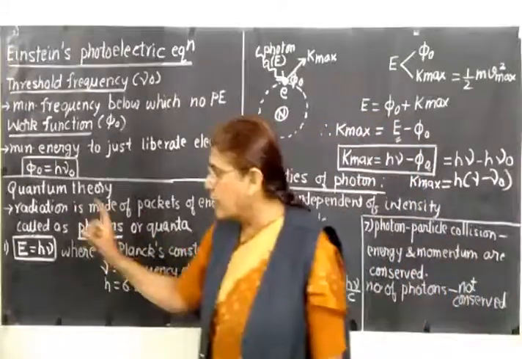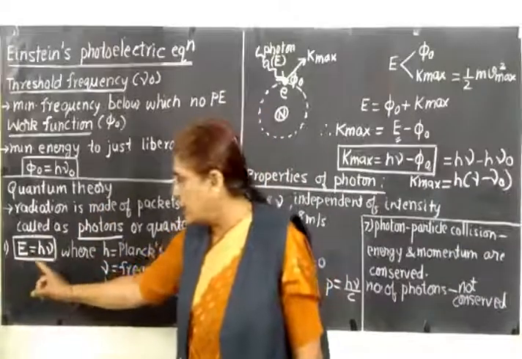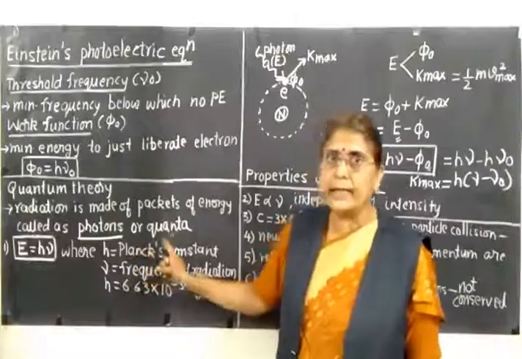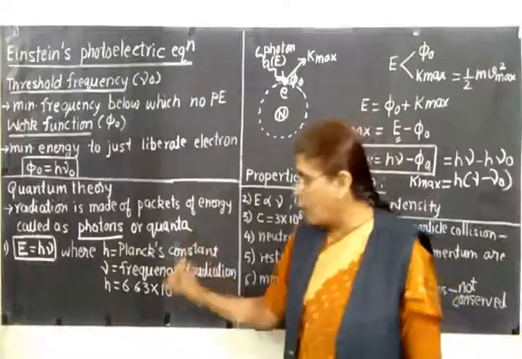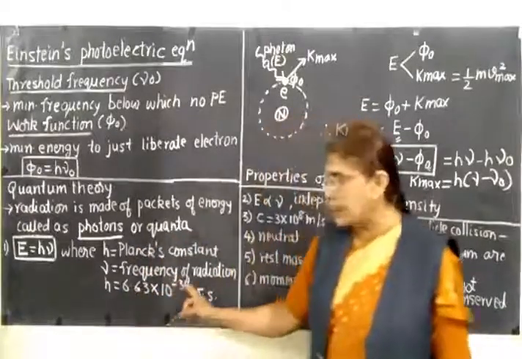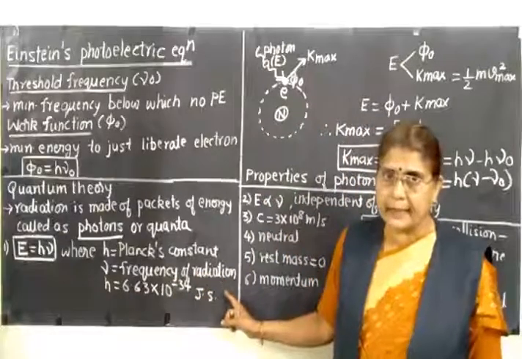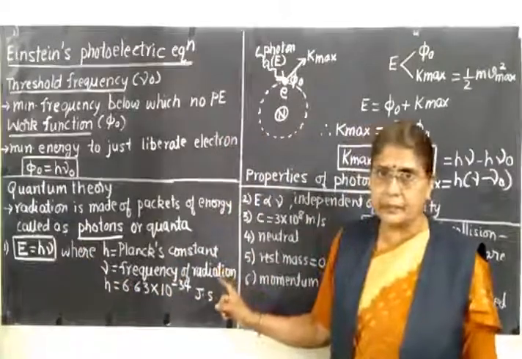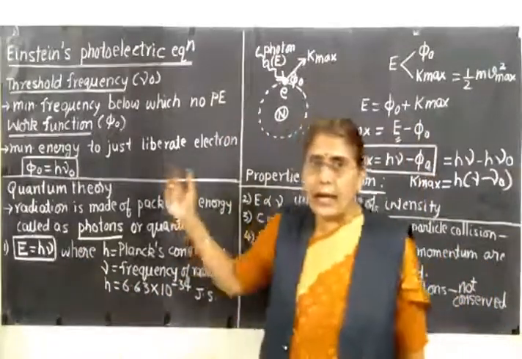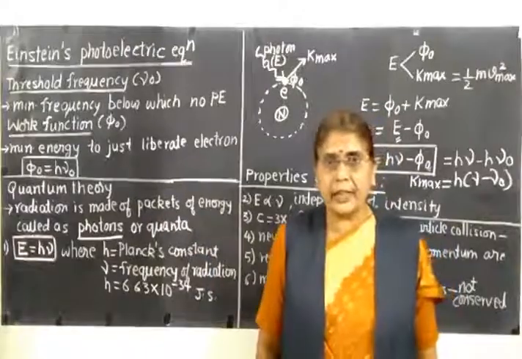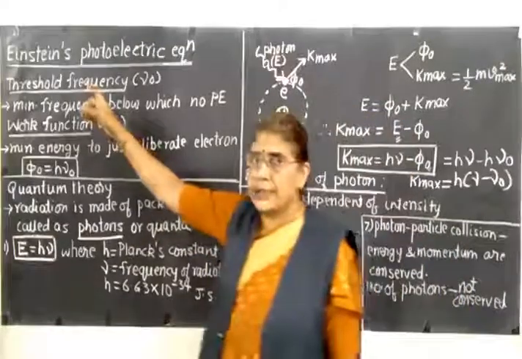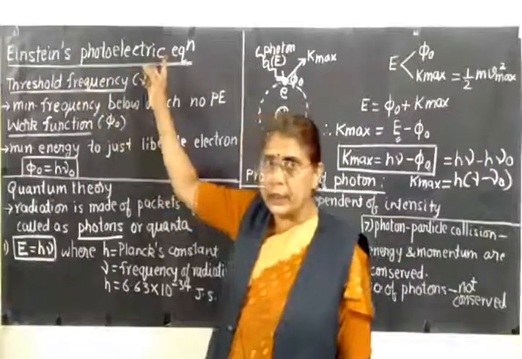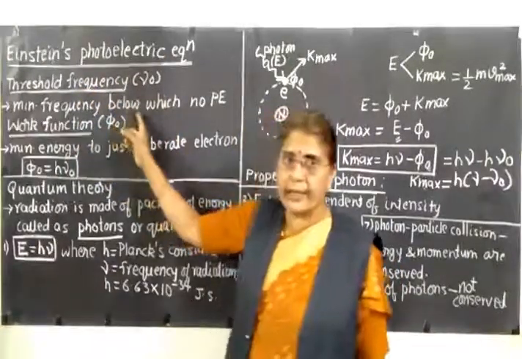So each photon carries an energy E equals h nu, where h is a constant called Planck's constant, the value of which is 6.63 × 10^-34 joule second. And nu is the frequency of radiation. So before arriving at Einstein's equation, let us revise the two terms which we had done in the previous sessions. One is the threshold frequency nu 0, another is the work function phi 0.